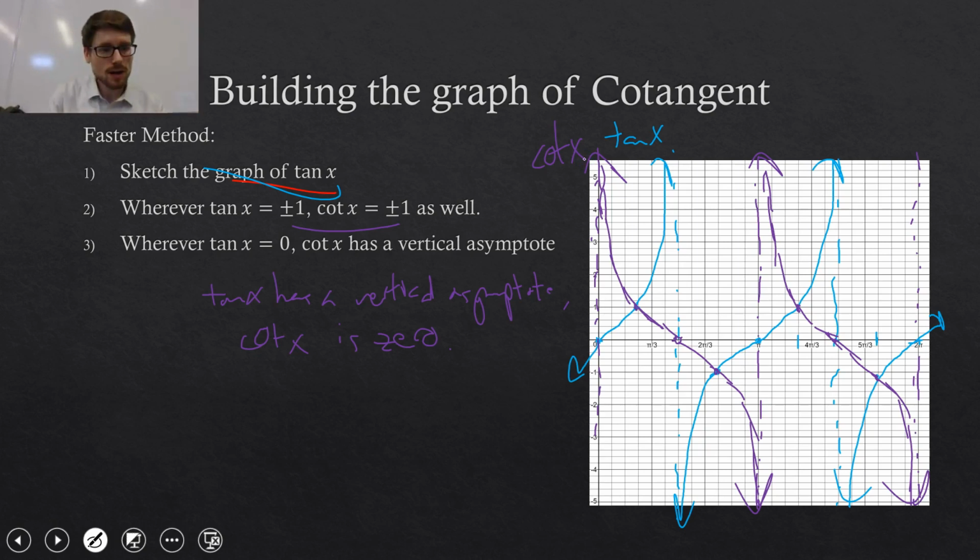Whenever the tangent is 1 or negative 1, its reciprocal is the same. And whenever the tangent is undefined, a vertical asymptote, the cotangent is 0. Whenever the tangent is 0, the cotangent is undefined, it has a vertical asymptote, and so forth. So you can build these graphs based off of your understanding of what it means to take the reciprocal of a number. Okay, so there are our graphs.